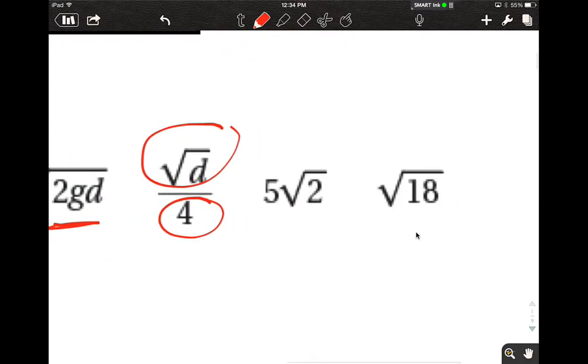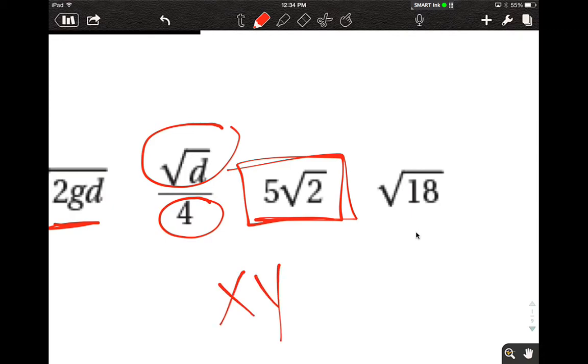What does this mean here? 5 next to the square root of 2. As you can probably guess, if we put x next to y and call it x times y, this is going to be 5 times the square root of 2. Some people, Mr. Forjohn especially, will call this 5 root 2. That's another way to say it, that's fine, but it's 5 times whatever the square root of 2 might be.